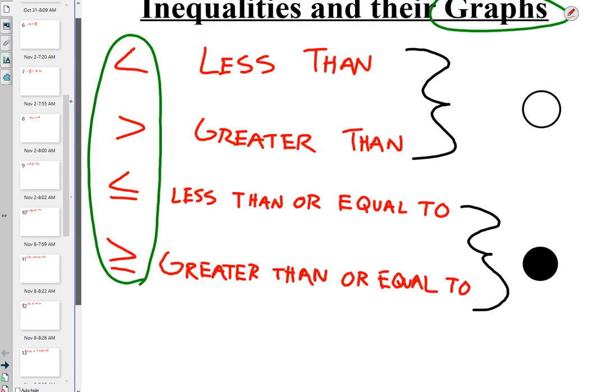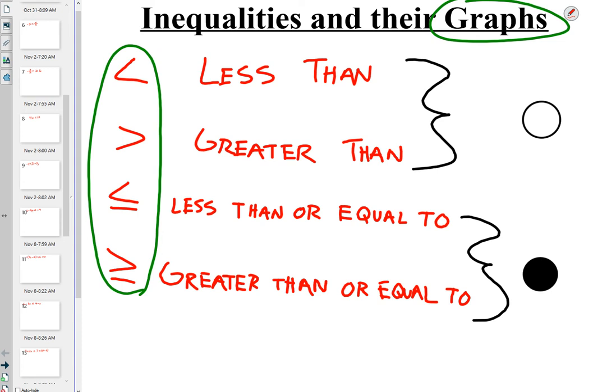Sorry, one more thing before we move on. When it comes time to graph, we're still going to have one variable. We're still going to graph on one number line. I'm going to ask you 3 questions each time we graph. The first of which is going to be, what's the critical point?